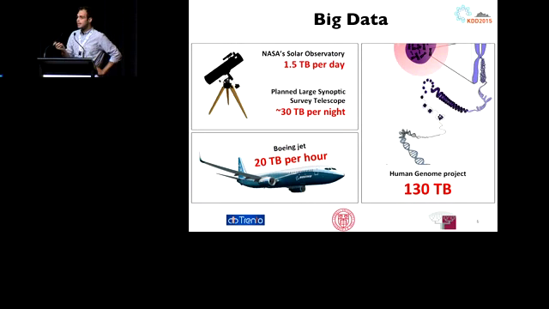Now we have big data. We have NASA's Solar Observatory producing about 1.5 terabytes of data each day, while the planned Large Synoptic Survey Telescope will produce about 30 terabytes of data each night. At the same time, each engine of the Boeing jet produces about 20 terabytes of data each hour, while the Human Genome Project already contains 130 terabytes of data.